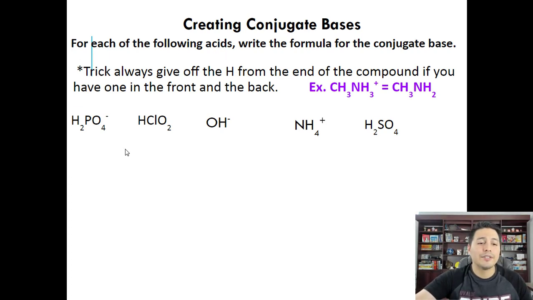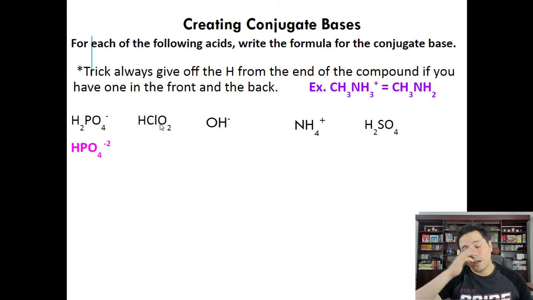All right, so let's look at H2PO4. All right, so what we want to do is we want to create a base. Remember, a base is just going to be that you're going to be losing, you're going to have one less hydrogen, right? So if you look at H2PO4, your conjugate base is going to be HPO4 -2, right? Remember, a conjugate base is simply just one less hydrogen than what's there. All right, so if you look at HClO2, well, we're just going to remove that hydrogen and we get ClO2 minus, right?